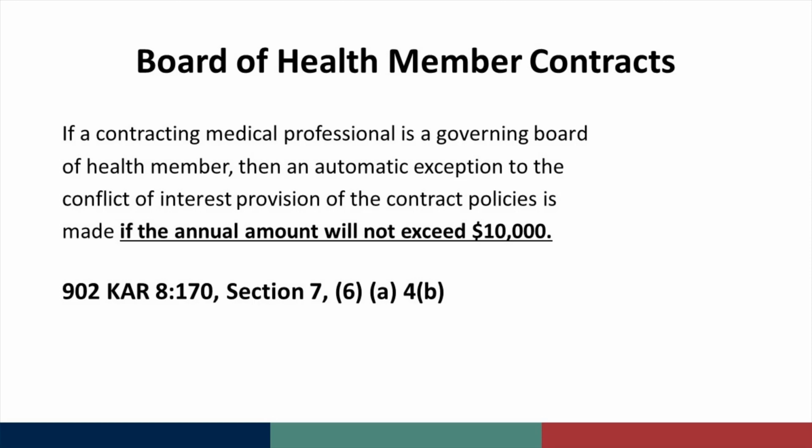If a contracting medical professional is a governing board of health member, then an automatic exemption to the conflict of interest provision of the contract policies is made if the annual amount will not exceed $10,000, subject to 902 KAR 8:170, Section 7, 6A, 4B.